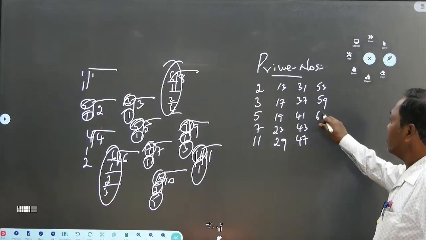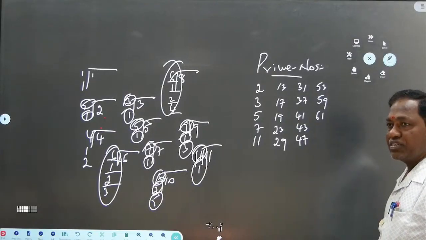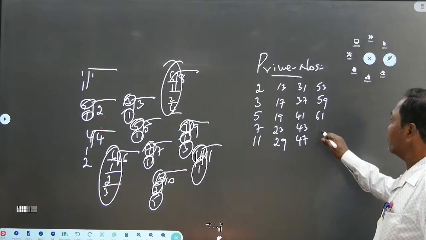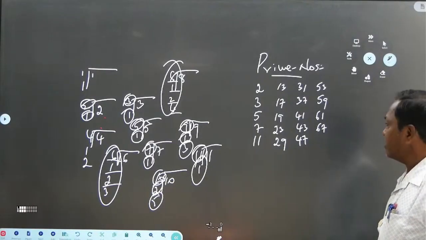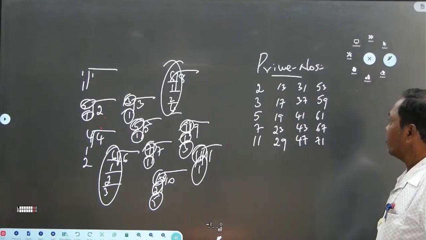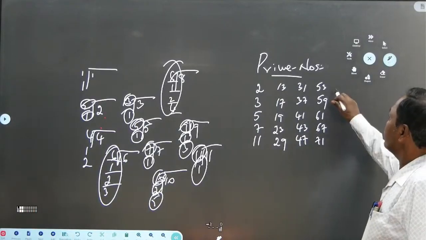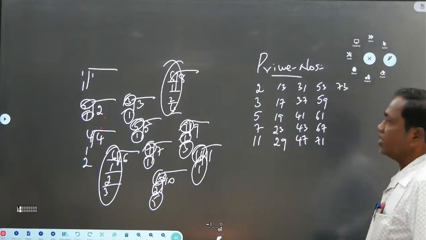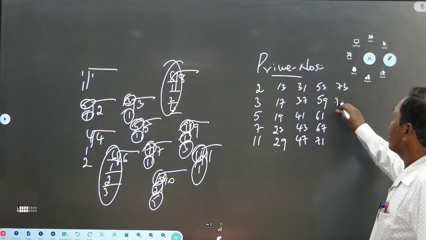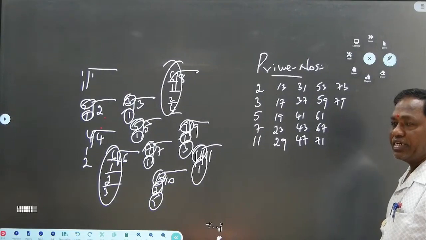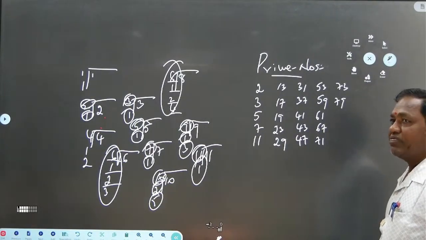60, 61, 62, 63, 64, 65, 66, 67, 68, 69, 70, 71, 72, 73, 74, 75, 76, 77, 78, 79, 80, 81, 82, 80, multiples of 7, 11.